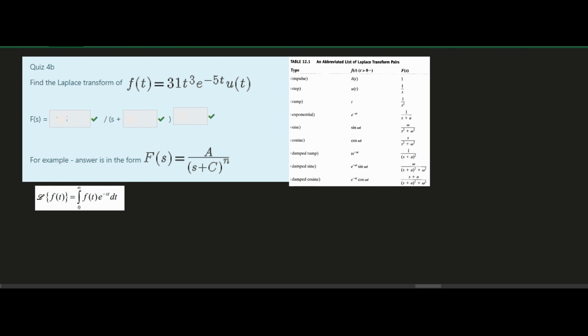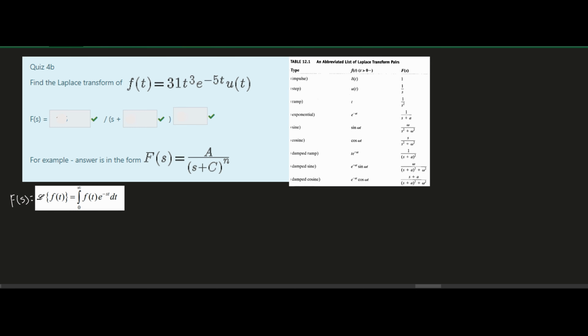For this quiz, we need to find the Laplace transform of this equation right here. f of t is equal to 31 t cubed times e negative 5t u of t. Well, for our t cubed, we are going to use this to find the Laplace transform of it. Now, we can say that this is F of s, and this is equal to the Laplace of f of t, which is equal to all of this.